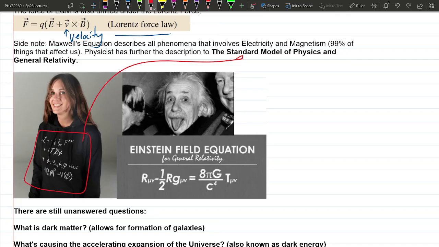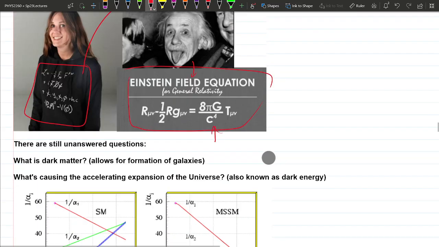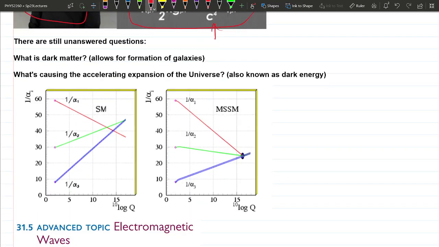And this guy Einstein also came up with the Einstein field equation that describes all of gravity. So gravity is right now a separate thing. But there's still a lot of unanswered questions in physics or in science, this stuff called dark matter, this stuff called dark energy. Why is our universe expanding?